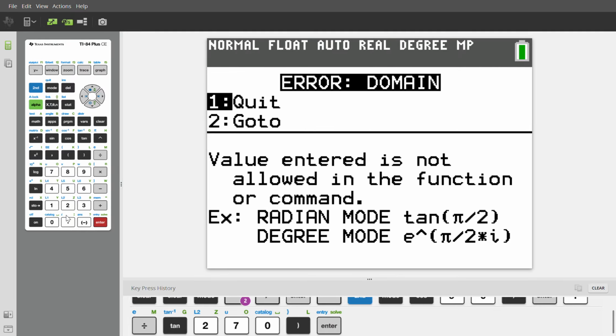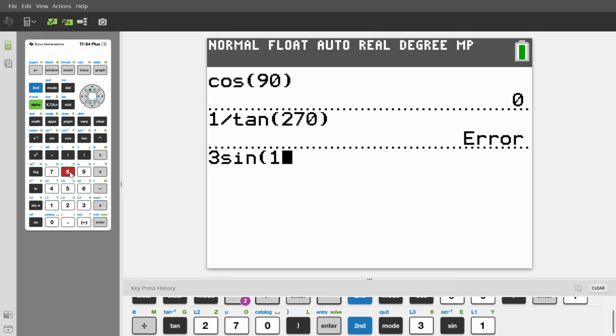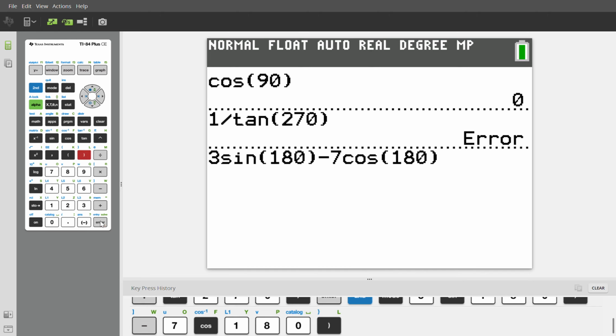So let me go back and then say I wanted to find 3 times the sine of 180. Then I would just type in 3 sine of 180 minus 7 times the cosine of 180. I just put it in the calculator and hit enter, and it gives me the value, which is 7.